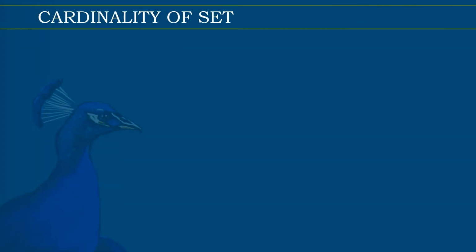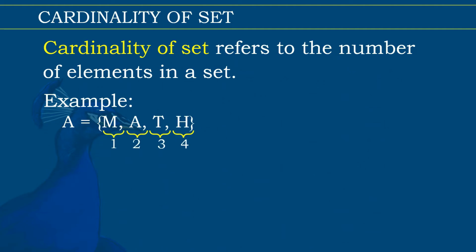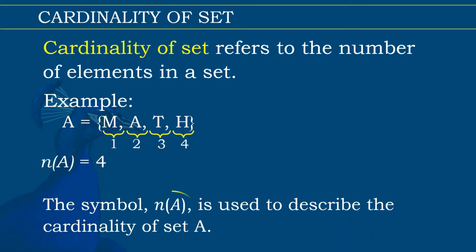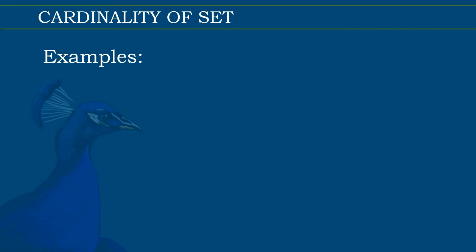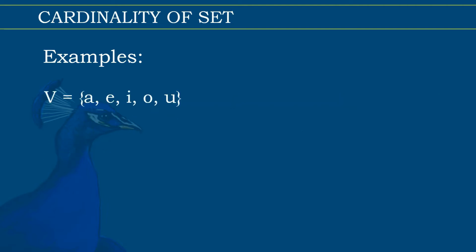Now, let us have the cardinality of set. Cardinality of the set refers to the number of elements in a set. To find the cardinality of a set, just count how many elements there are in each set. We use this symbol to describe the cardinality of set A. Examples. For this set, the cardinality is 7, or it can be written in this way. For the next set, the cardinality is 5. For the last set, the cardinality is 0 since there are no elements in set E.